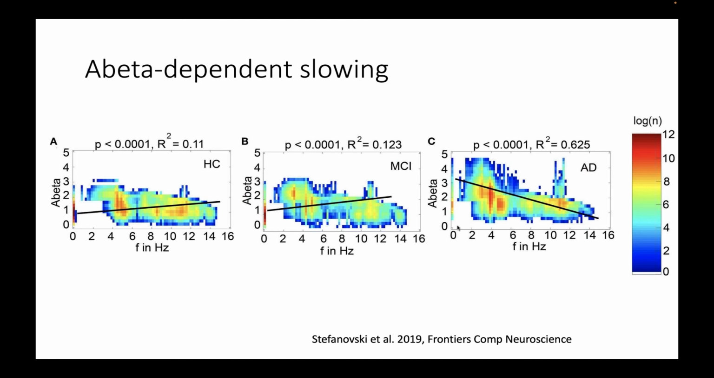And this slowing was, of course, as we would expect, depending on the A-beta load. So with higher load of A-beta, we had lower frequencies, but this relationship was only there in the Alzheimer's disease groups. Of course, in the healthy controls and the MCI group, we also had regions with more and less A-beta, but there we didn't see this relationship. We only saw it in the Alzheimer's disease group.